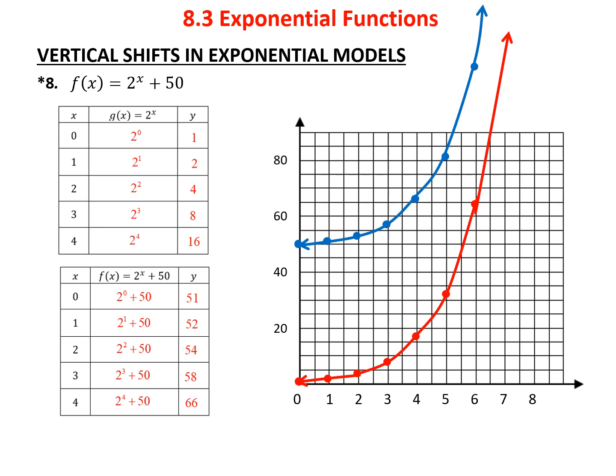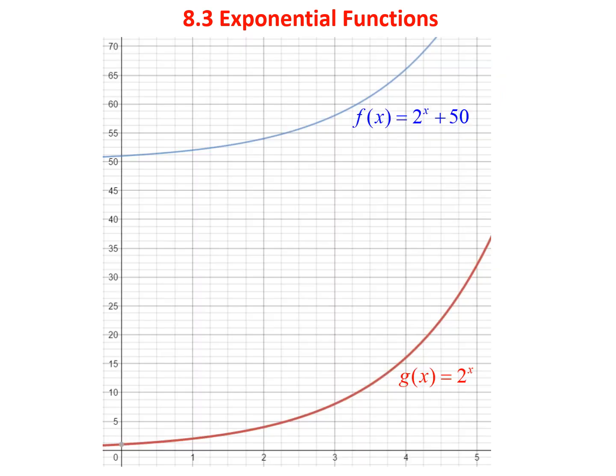And you see all that's happened is the red graph has moved up 50. That's what it does when we shift an exponential function. And this is showing you how it looks more accurately on Desmos.